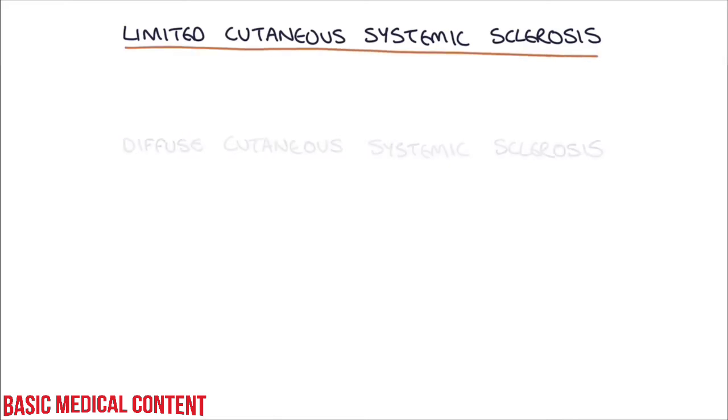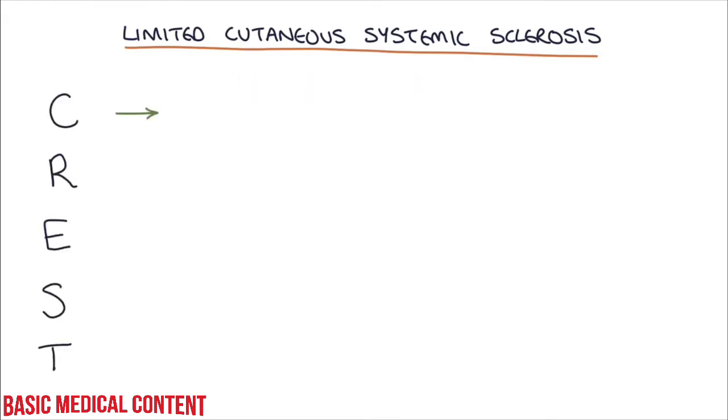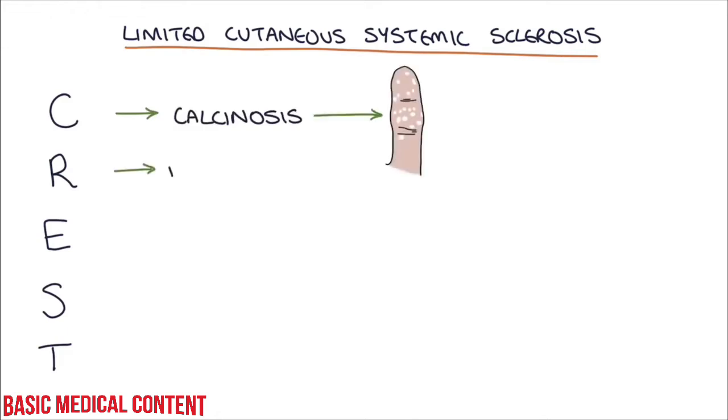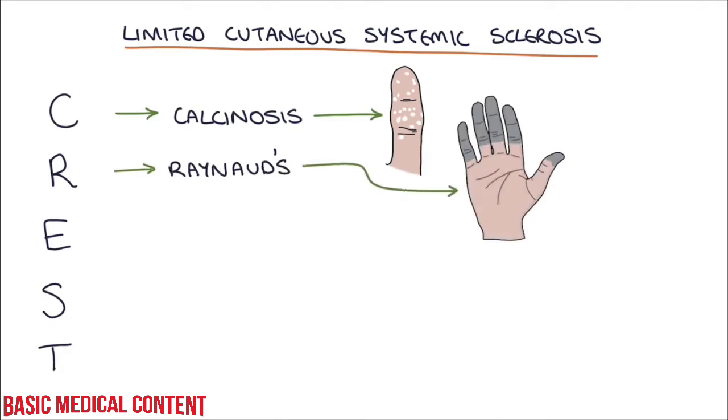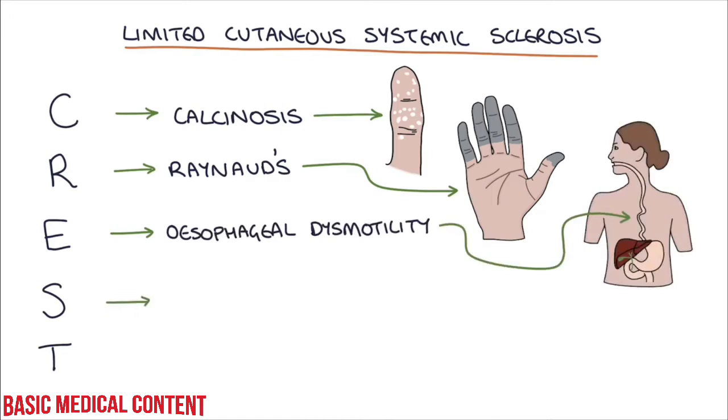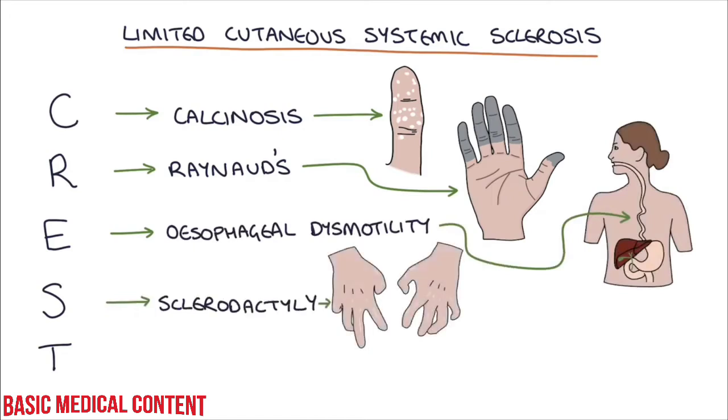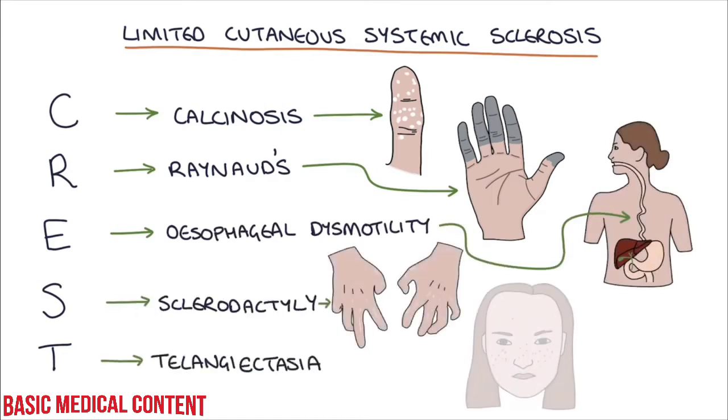First, let's talk about limited cutaneous systemic sclerosis. This is the more limited version of systemic sclerosis. It used to be called CREST syndrome, and this forms a helpful mnemonic for remembering the features. The mnemonic is CREST. C is for calcinosis, and this is calcium deposits under the skin. R is for Raynaud's phenomenon. E is for esophageal dysmotility. S is for sclerodactyly. And T is for telangiectasia. And we'll go through what all of these mean just shortly.